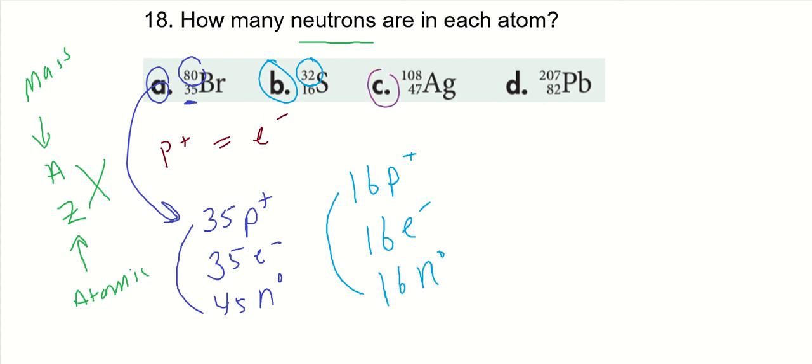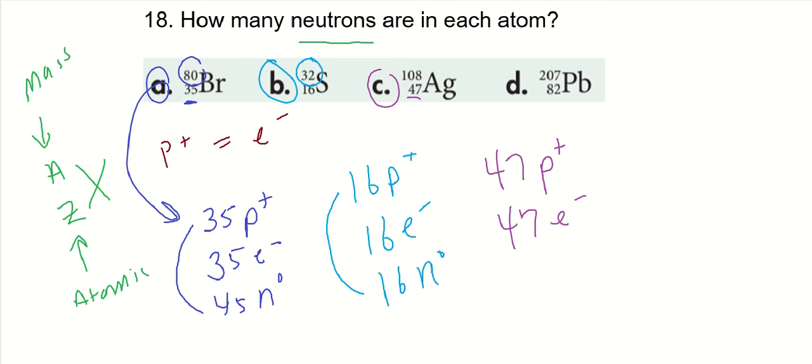Moving on. Silver. Silver, 47 protons. That's by the atomic number down there, which they don't even need to write because silver always has 47 protons, and that's what makes it silver. Again, this is neutral, so 47 electrons. Those positives and negatives balance out to create a net neutral atom.